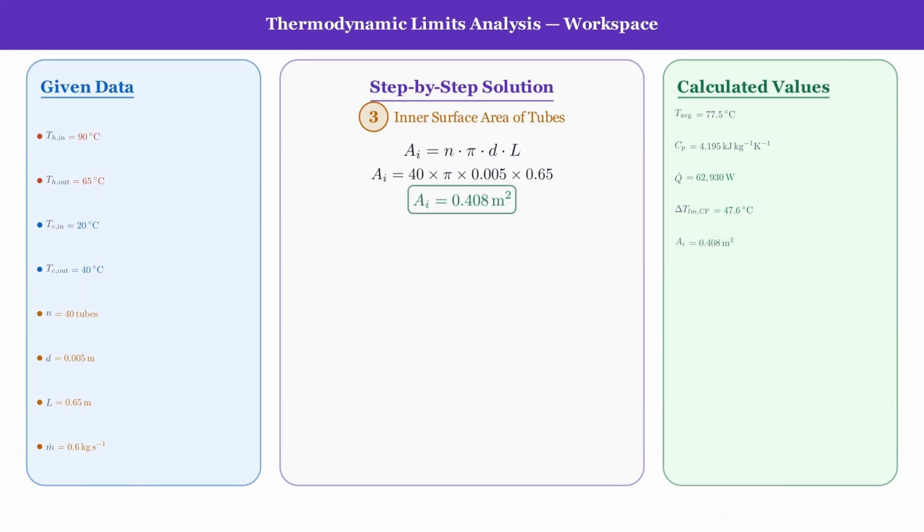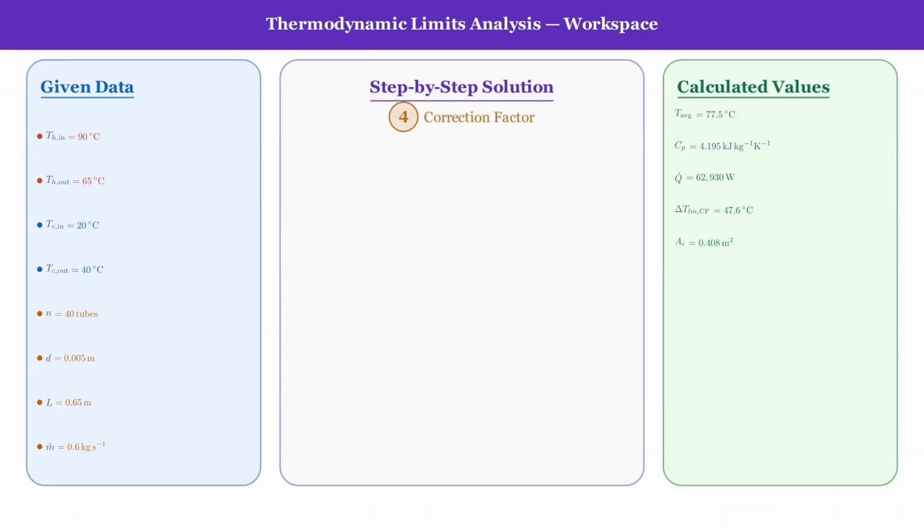Pause on that for a moment. Roughly 4/10ths of a square meter of internal tube surface, an area smaller than a standard sheet of drafting paper, is responsible for transferring 63 continuous kilowatts. That compactness is precisely the engineering challenge of radiator design, and it is exactly why the overall heat transfer coefficient must reach such a high value, as we are about to confirm.